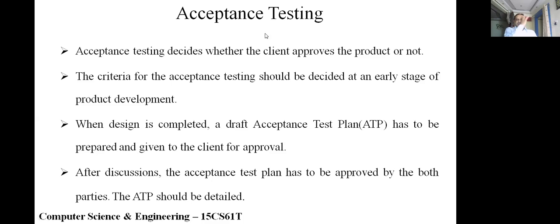After discussions, the acceptance test plan has to be approved by both parties, and it should be in detail. When the design is ready, you send the acceptance test plan to the client. If he is satisfied, he may approve it, or if he is not satisfied with the design, he may ask the developer or the designer to make some changes. After making changes, the test plan is sent to the client again. When the client approves, you go ahead with the development. That is what we call acceptance testing.